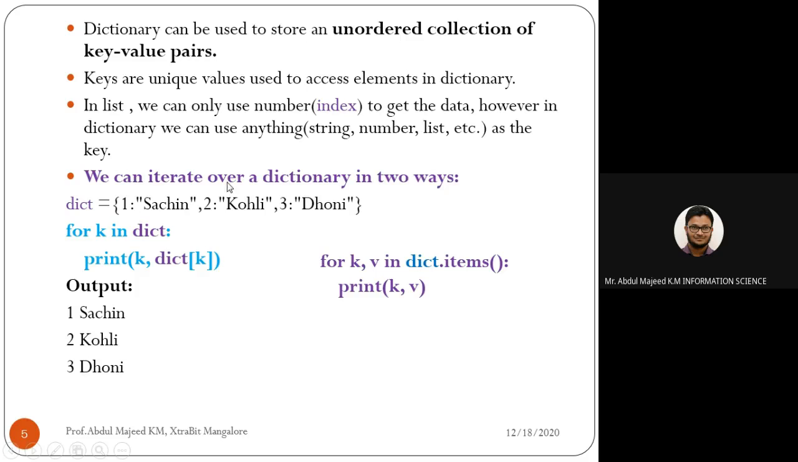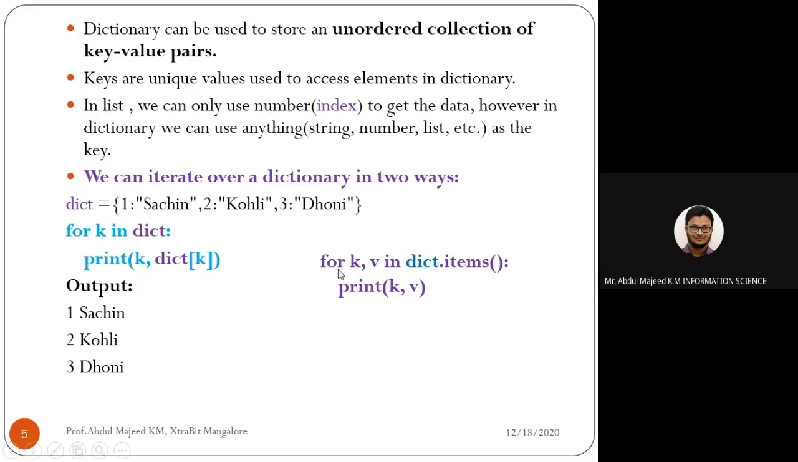So how to iterate over a dictionary? We can iterate over a dictionary in two ways. First, we can use a for loop: for k in dict, print k comma dict of k. So we can write this code: for k in dict. k means key in dict. Print key and dict of key, that is nothing but value. Here k is key, dict of key is nothing but value.